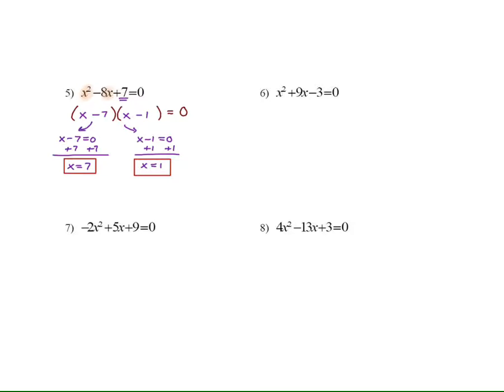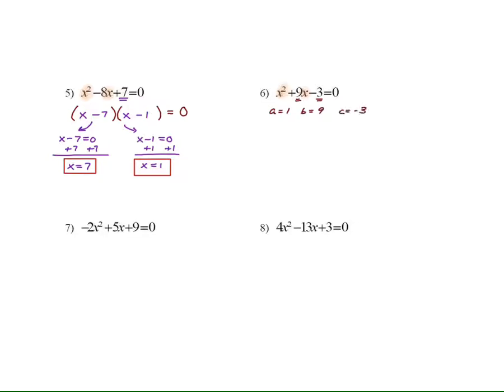For number 6, it looks a lot like number 5, so it's already in standard form. I have x squared plus 9x minus 3, and I would maybe look to factor that, but I think about this: are there any factors that multiply to negative 3 but add to 9? And there aren't any, which means it's not going to factor. So the method I'm going to use here is the quadratic formula.